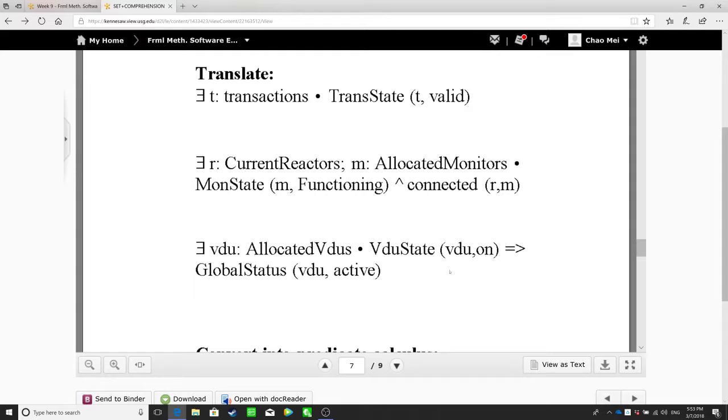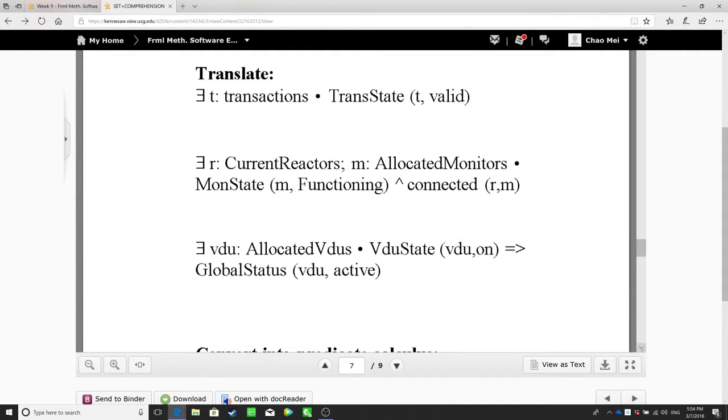If we wanted to be more formal, you said the global status is active. If we want to be more specific, the VDU's global status is active. So let me repeat it a little bit. There exists an allocated VDU such that if that VDU state is on, then that VDU's global status is active. As long as you follow that pattern, it's not that hard to understand, right?